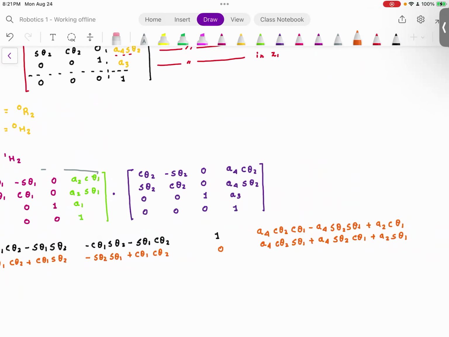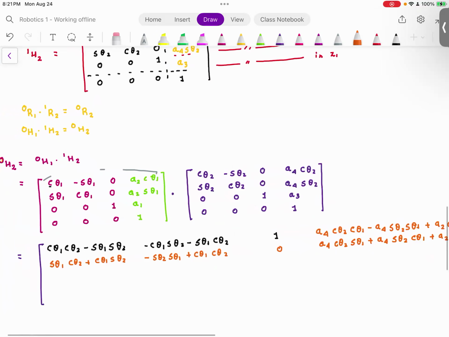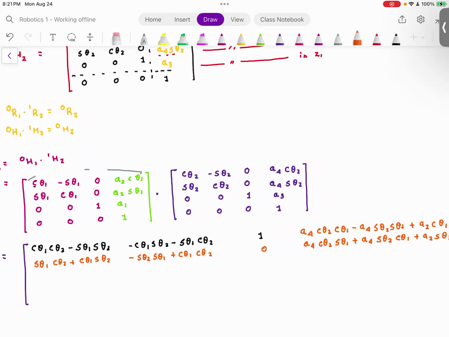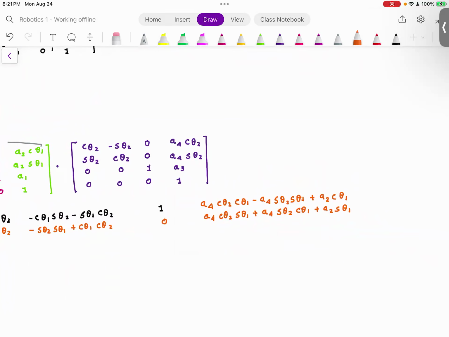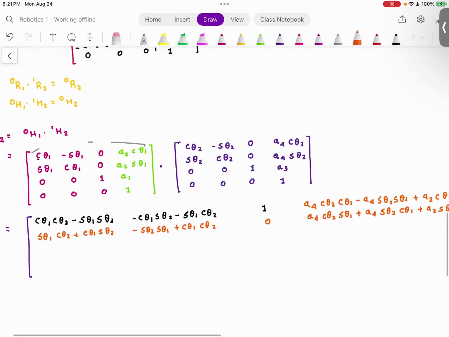A2 cosine. Where did I? Okay, let me understand. Is this wrong? No. The one before the third column, fourth column, third column. That one there. Oh, yeah. That should be 0. Okay, let me see. Yeah, that's correct. This should be 0.